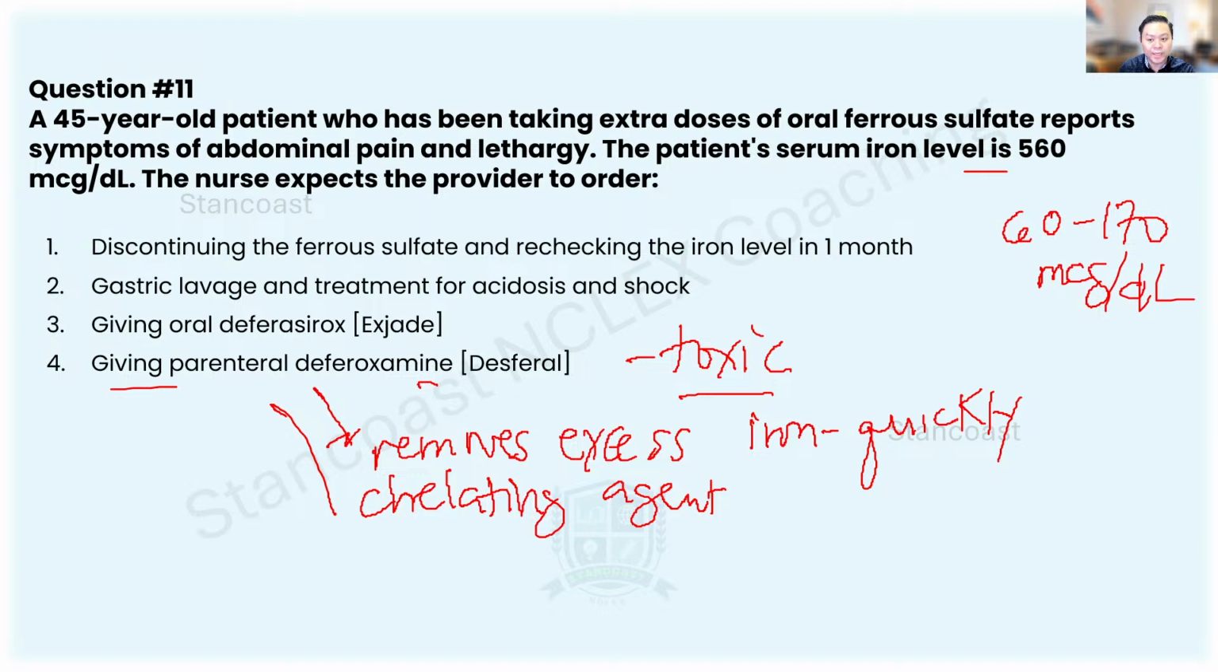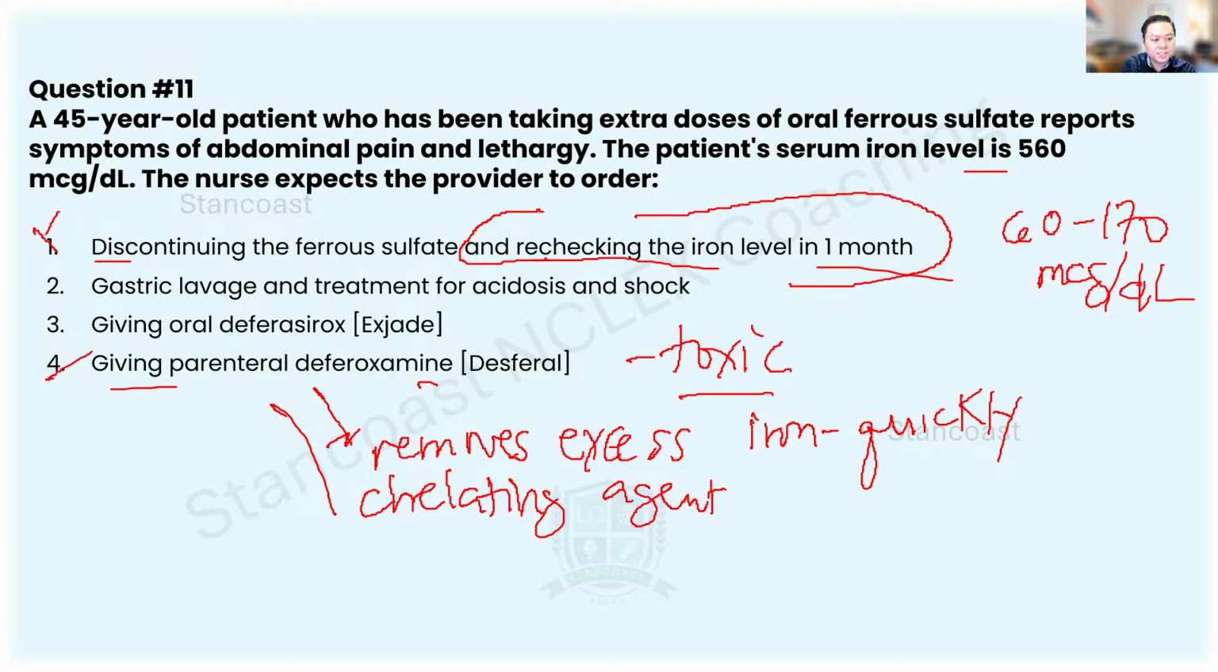Why not number 1? I know number 1 sounds good to discontinue. Yes, of course, we need to discontinue, right? But the other half of the statement stated rechecking the iron level in 1 month, this is a little bit far apart from the date that you spoke with the patient. We need to have that level done right now. So delaying the laboratory will actually also delay the treatment. We need to make sure we are assessing this patient's iron level right now, not after 1 month. Okay, so this is wrong.